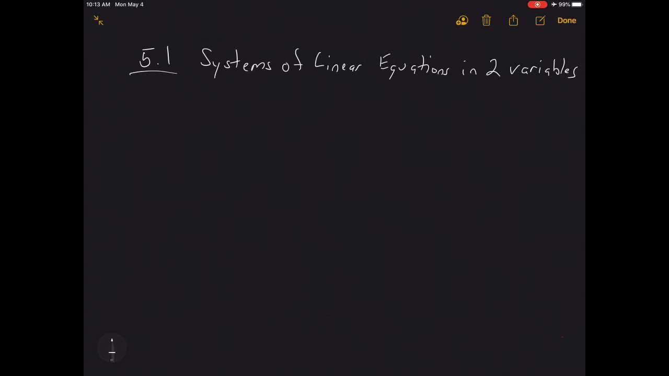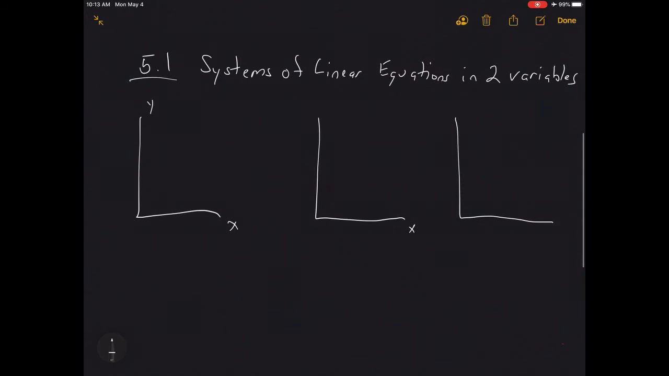So to start, there are 3 possibilities. There's really only 3 ways that this can happen. I'm going to draw 3 different little xy planes here, just so that you can see. These are all xy, and then xy. So there's really 3 possibilities, 3 things that could happen. If I've got linear, first of all, linear equations just means lines. So all we're dealing with in 5.1 is lines.